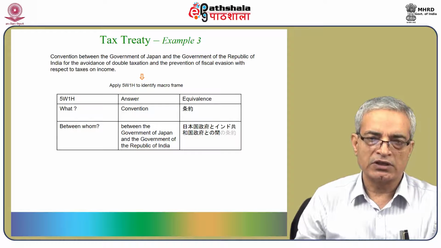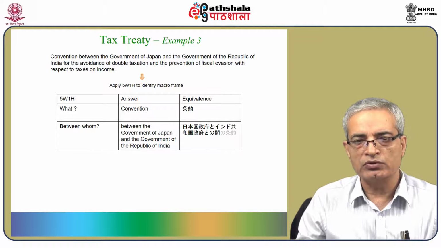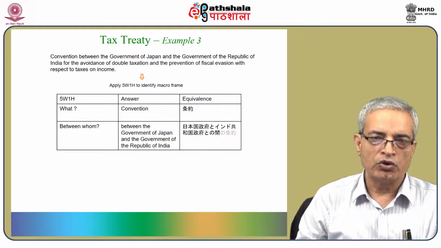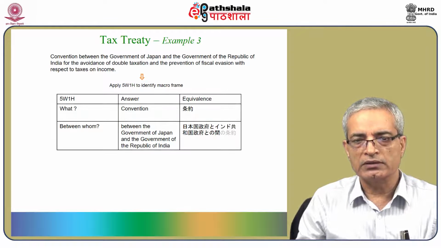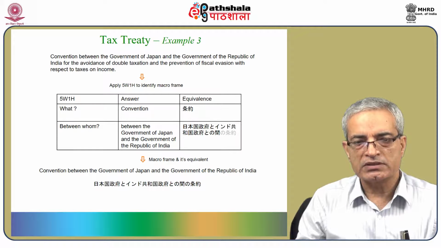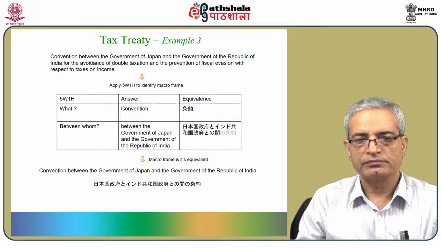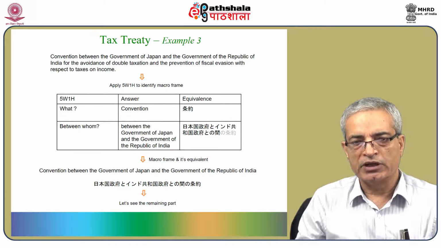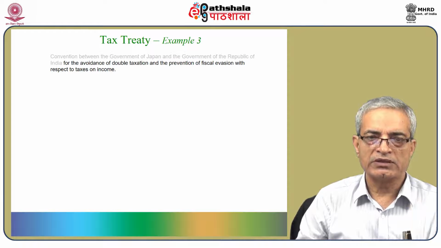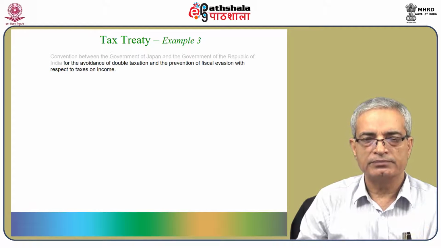The equivalence is, convention is Joyaku, and between the two governments is very simple. So Nihon Koku Seifu, and to comes for joining, and Indo Kyowa Koku Seifu to no Aida. So the final frame comes as Nihon Koku Seifu to Indo Kyowakoku Seifu to no Aida no Joyaku. Let's see the remaining part. For the avoidance of double taxation, and the second part is prevention of fiscal evasion with respect to taxes on income.